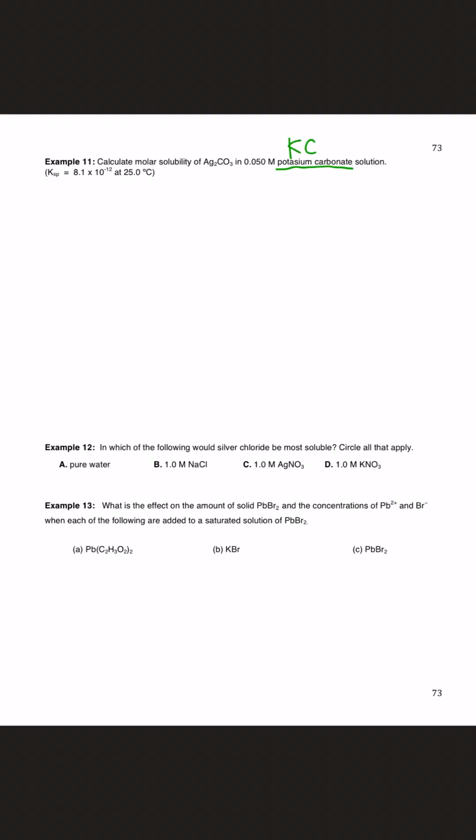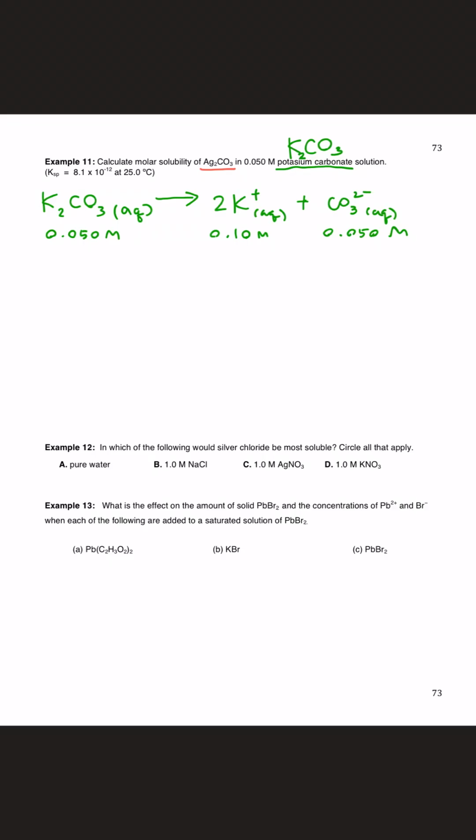It would be K2CO3, and because carbonate is 2 minus, we need 2 potassium to balance the charge of the carbonate. And if you look at this problem, it asks us to calculate the molar solubility of silver carbonate. Therefore, in this case, we know that silver carbonate would be the one that we will need to set up the ICE table for, because we need to find out the x at equilibrium.